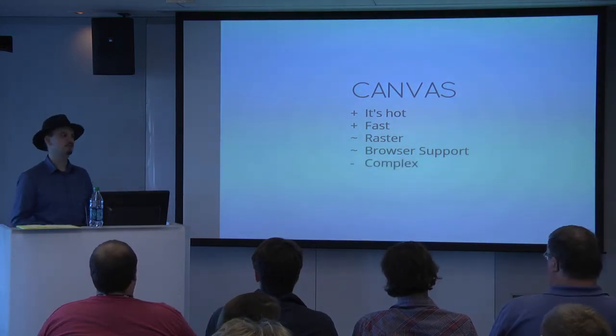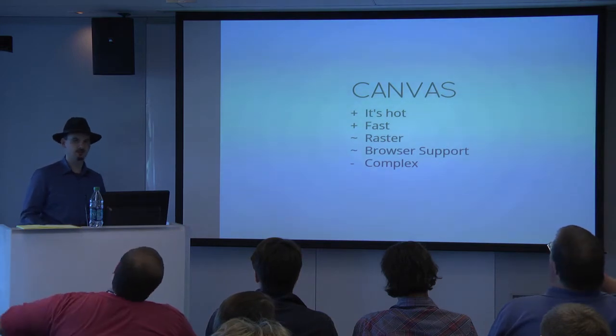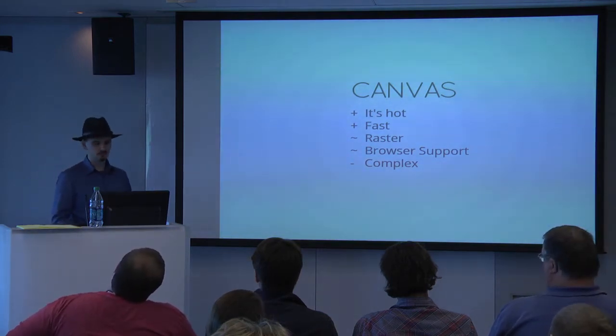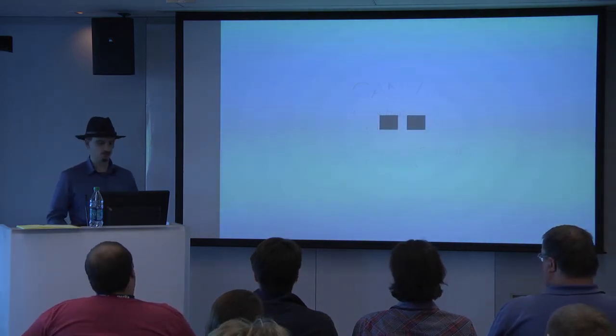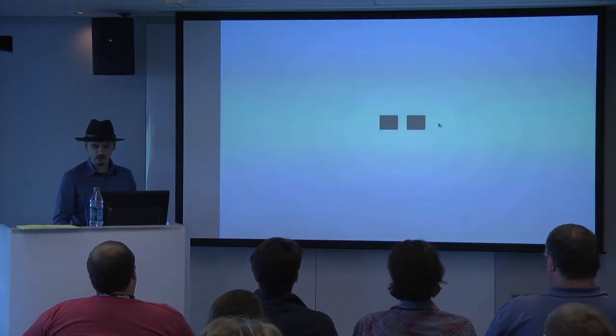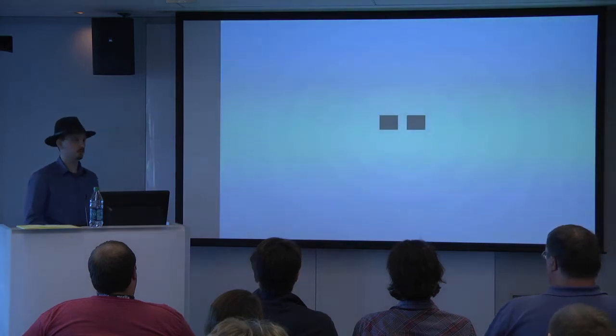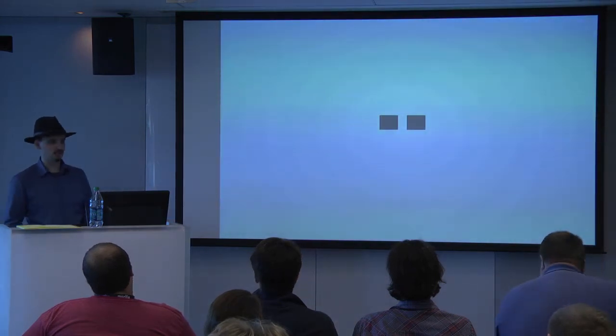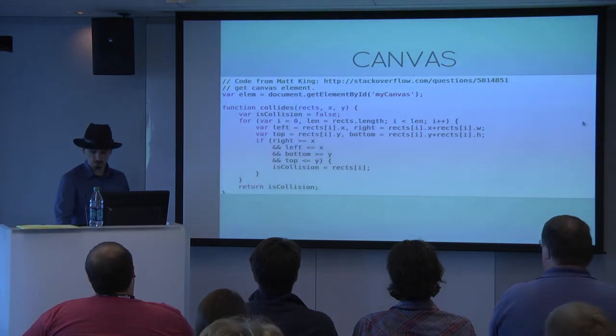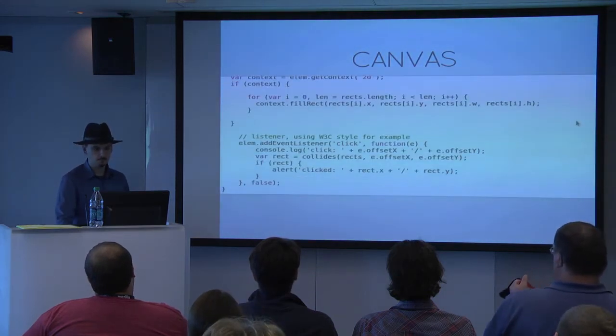The downside, the main thing that turned us off as a bunch of PHP guys kind of tossed into this, is that it's relatively complex. If I show you a simple example, my slides are actually done here in a browser. This is two blocks. If I click on one, then it shows me the coordinates I clicked. Now, I got this example from Stack Overflow, and a guy named Matt King wrote this, and this is his sample code to draw that.